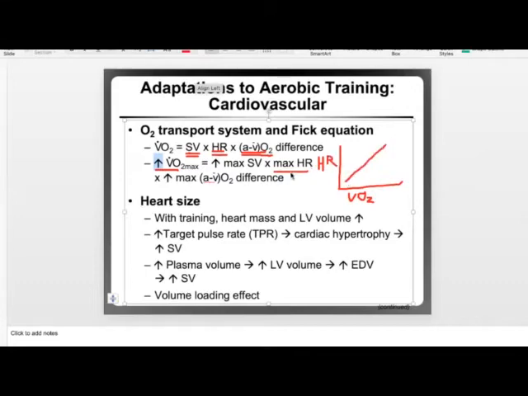So we can use maximum heart rate as an indirect indicator of VO2 max, which is why we can use the Queen's College step test and the heart rate response to submaximal exercise as our indicator of VO2. When training occurs, heart mass is going to increase. This is the left ventricle. The left ventricle volume increases.